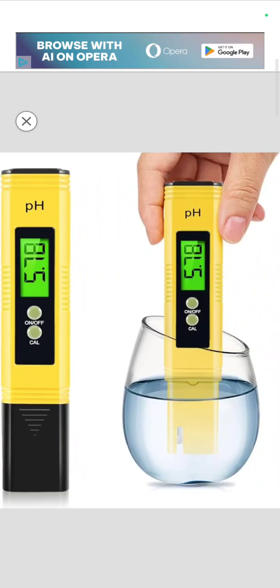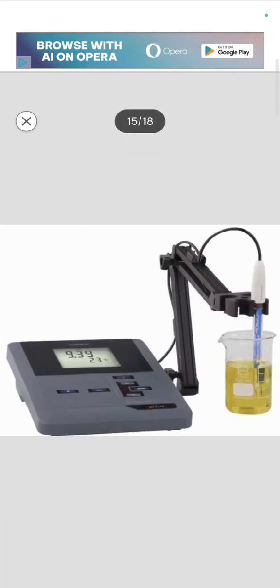That is given by the pH meter. See, on the screen, the instrument is shown. This is the digital pH meter available nowadays. If we put the pH meter inside a solution, then it will show the pH of that solution immediately.